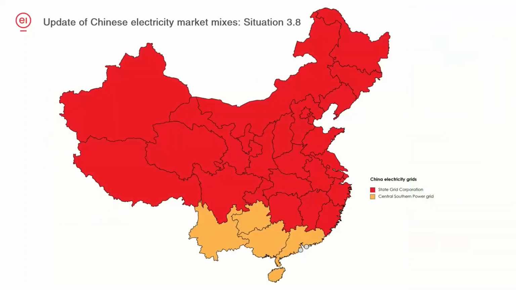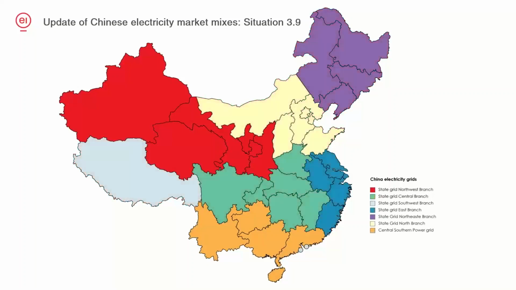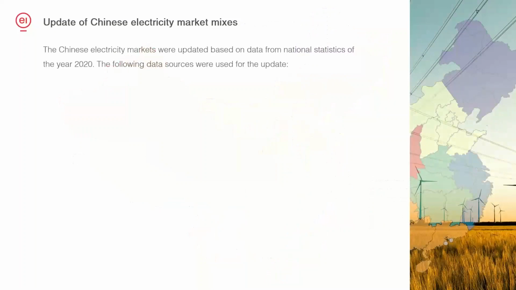And on this map, you can see the 2 geographies and which parts of China they contain up to version 3.8. And for 3.9, the red SGCC region is split up into the shown 6 subgrids. Data for the update of China was collected for the year 2020 as well, and taken from the following sources.